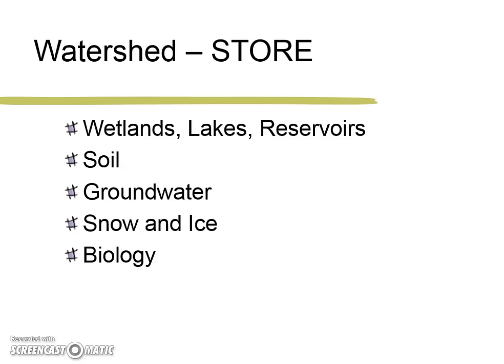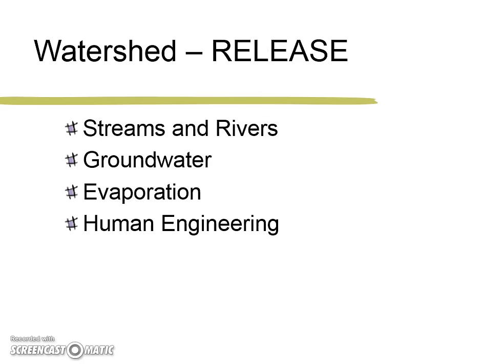How do we store it? You've got lakes, reservoirs, and wetlands, soil, groundwater, snow and ice, and biology, meaning animals. Animals will drink up the water and also store it. Well, how's it released? It can be released from one stream or river or lake into another. It can be released down through the groundwater, evaporation in the water cycle, and human engineering, say like your irrigation for farms.